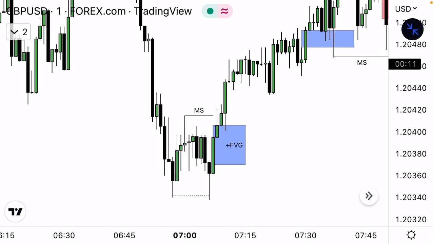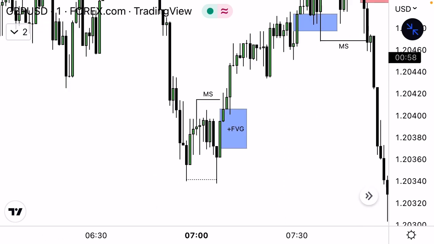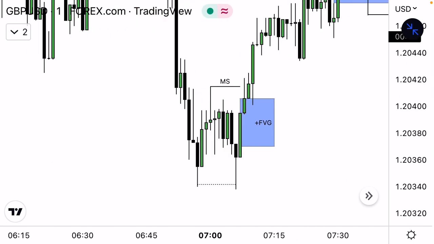For this strategy, I would recommend targeting 2R and having it as a fixed RR because it gets hit very, very, very often versus 3R. You will have a higher win rate if you have a fixed RR of 1 to 2.